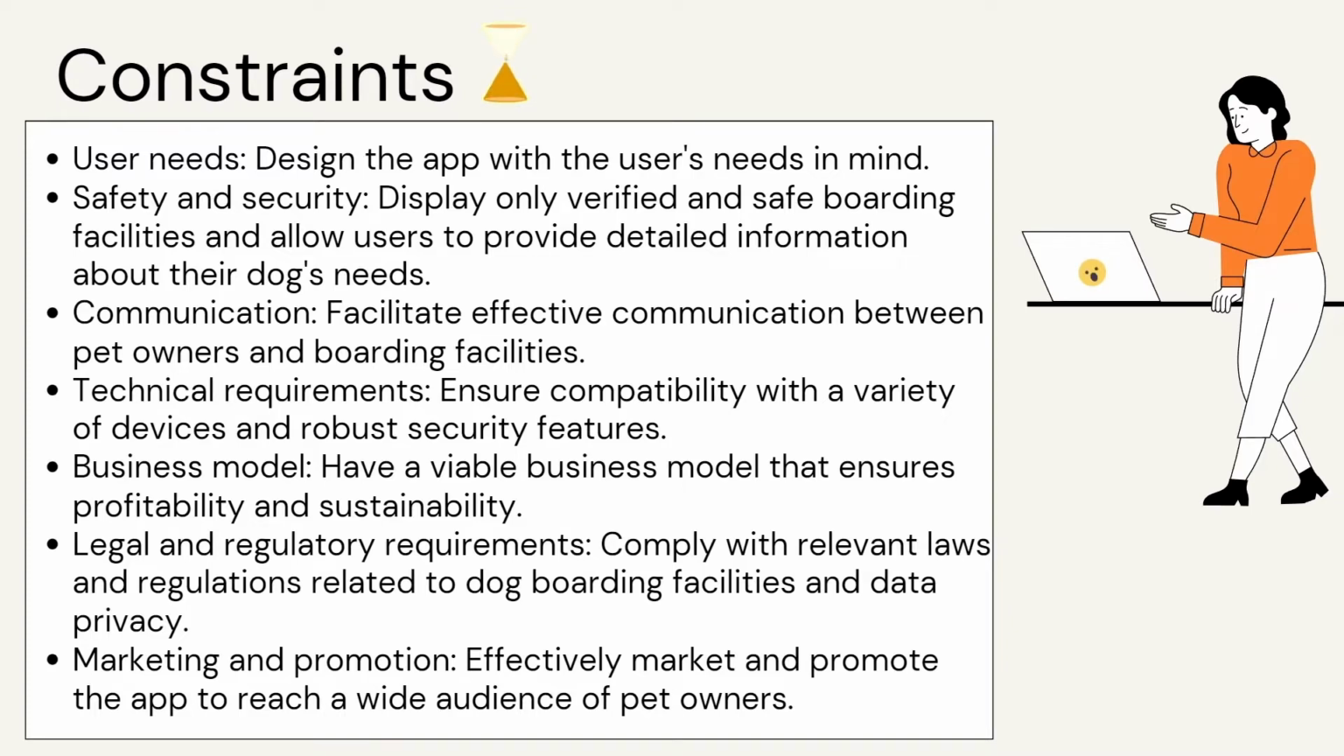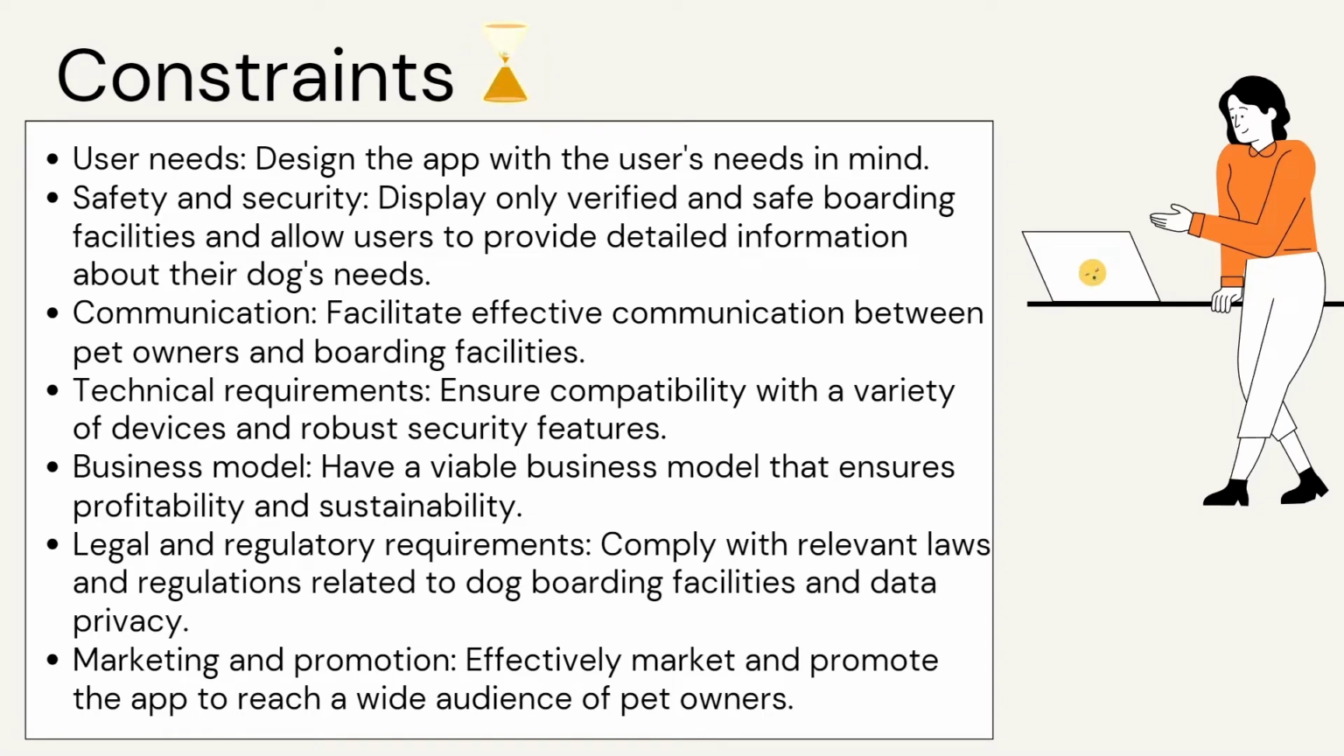You might ask me, what are the constraints and considerations that you took, Sparsh? The constraints that I took were, first, user needs: I had to design the app with users' needs in mind for the current generation. Second, safety and security, which only displayed verified and safe boarding facilities and allowed users to provide detailed information about their dog's needs. The third one was communication, facilitating effective communication between pet owners and boarding facilities. And the fourth one is technical requirements, ensuring compatibility with a variety of devices and robust security features.